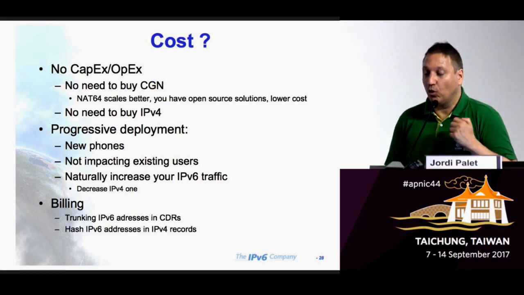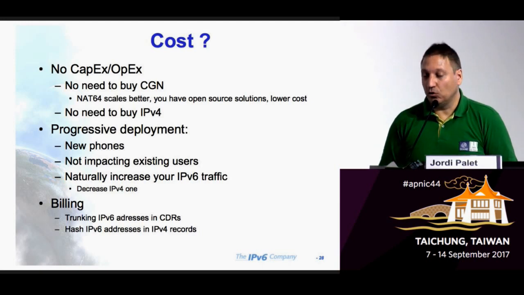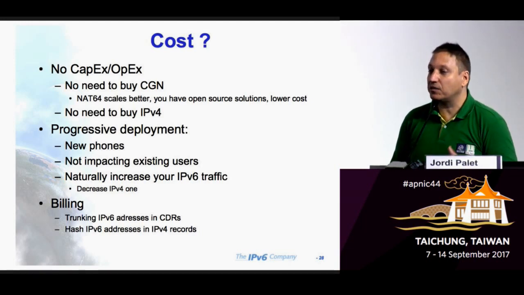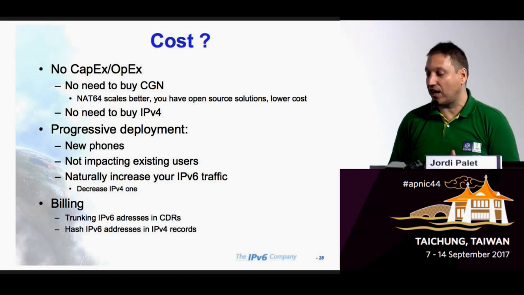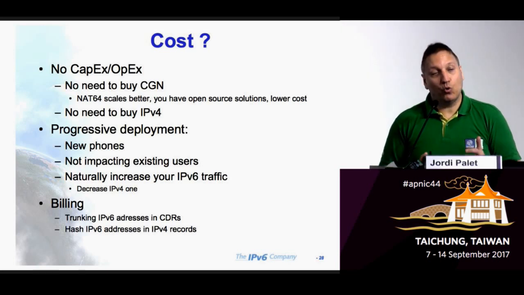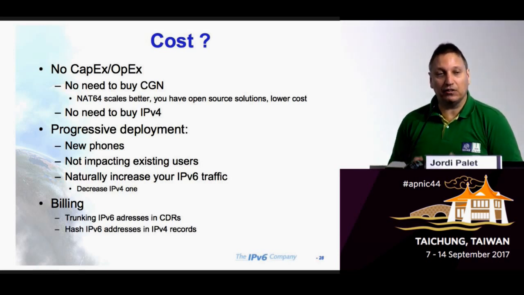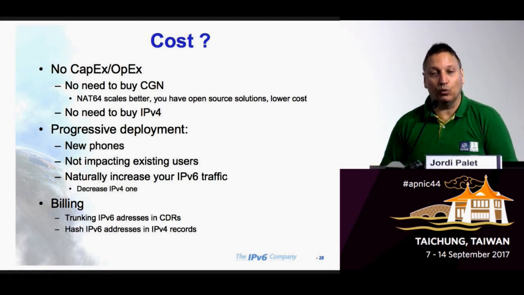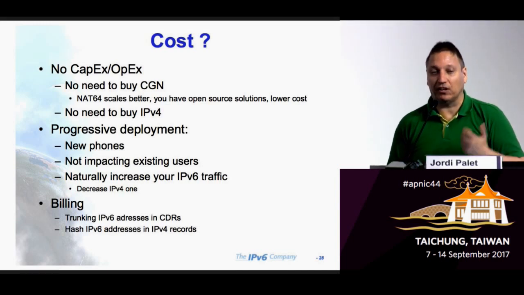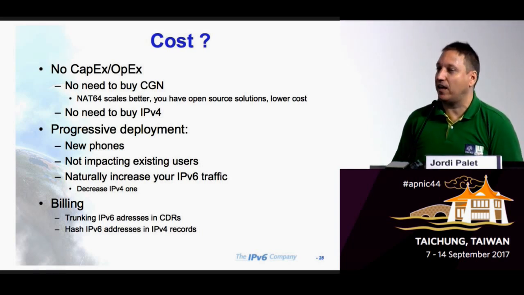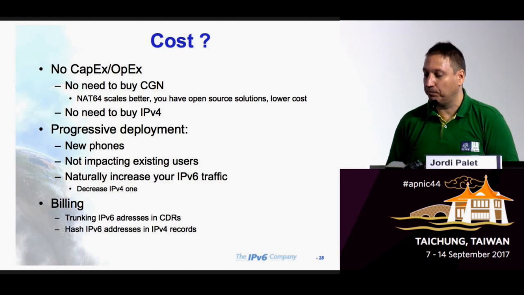You can do what we call a progressive deployment. You can, for example, say, let's provide IPv6 service with 464XLAT to new phones, okay? And then you are not impacting existing users, and you naturally increase the number of users according to your growth in IPv6 traffic. And that means that your IPv4 traffic is decreasing, okay? So the more content providers support IPv6, the less IPv4 traffic you will have.